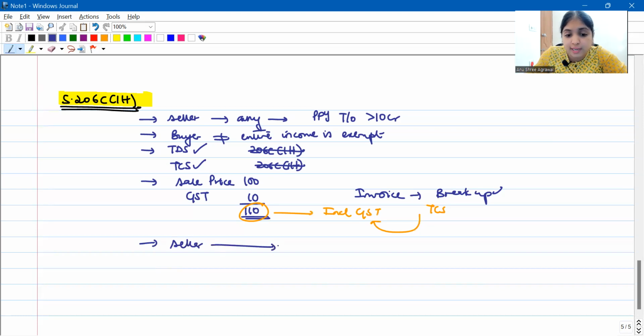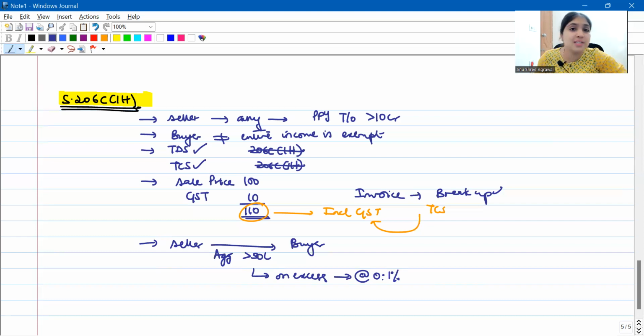206C1H will apply only if the aggregate sale to that particular buyer, the total sale to that buyer, is more than 50 lakhs. I am the seller. I am selling goods to various buyers. I will collect tax under this section only from those buyers to whom my aggregate sale is more than 50 lakhs. I am not going to collect tax from all the buyers. In such a case, on the excess above 50 lakhs, I will collect tax at the rate of 0.1%. So the TCS rate is going to be 0.1%.